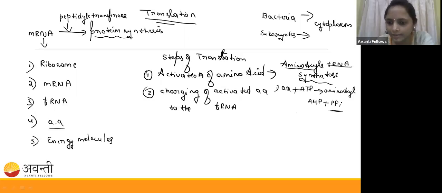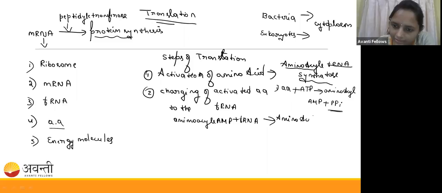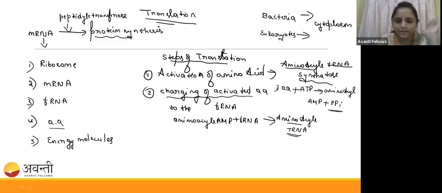What will happen now, guys? Amino acyl AMP is there, right? Amino acyl AMP plus tRNA is going to give the amino acyl tRNA. This is the starting step of the translation, right? So that is the activation of the amino acid and the charging of the activated amino acid to the tRNA. Then what are the next steps, guys?